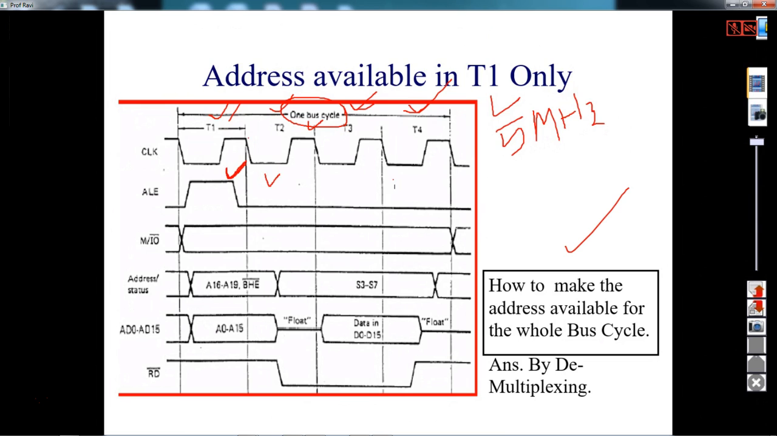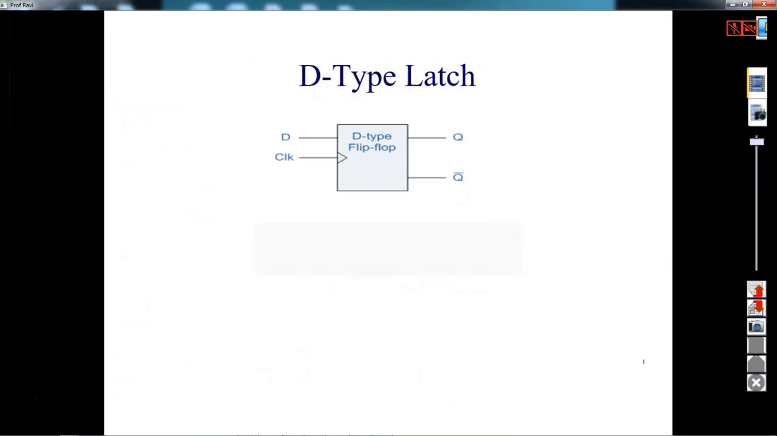So to make this address available for the whole bus cycle, this can be done using the concept of demultiplexing. The address should be carried for the rest of the 3 clock cycles, so we need a device which will hold the address. The holding can be done by using a latch.